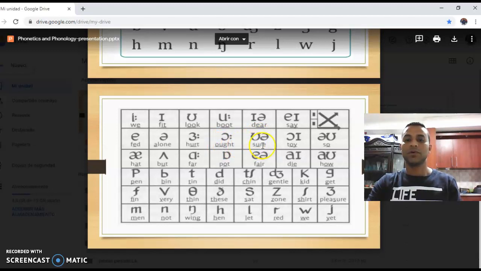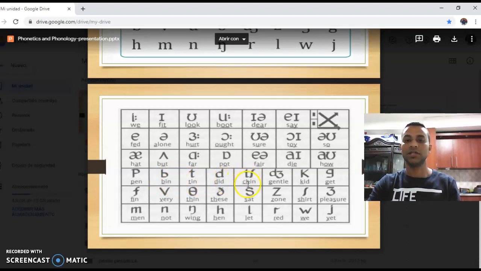u as in sure, oi as in toy, a as in so, a as in hat, a as in bought, a as in far, a as in pot, e as in fair, I as in die, ow as in how, p as in pen, v as in bean, t as in tin, d as in did.